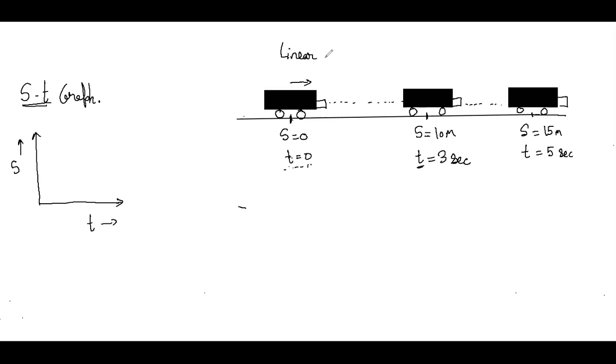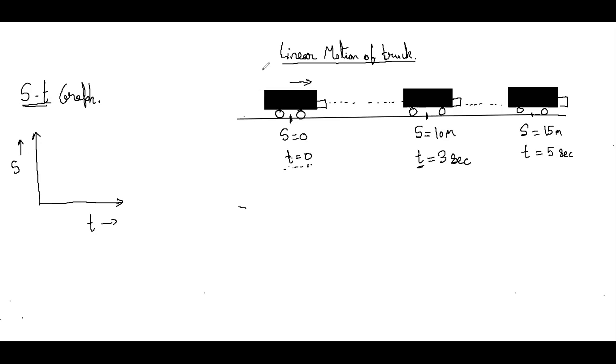Linear motion of truck. So at t equals to 0 initially, the particle is at 0 distance. Then after some time the truck moves ahead. So in the next 3 seconds it covers a distance of 10 meters. And again after some time it covers a distance of 15 meters.